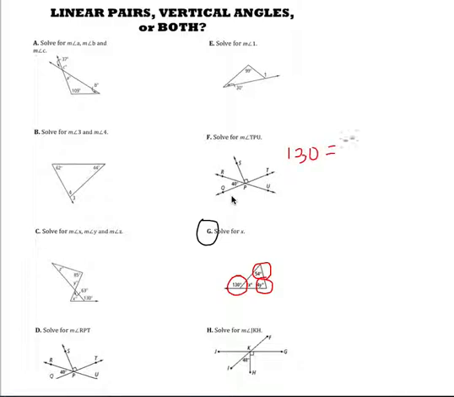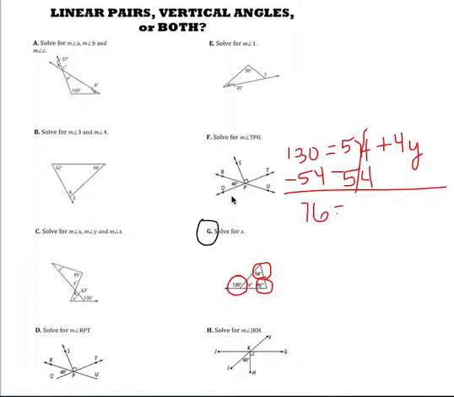equals 54 plus 4y. And now you just have a two-step algebraic equation to solve for. So again, you would subtract 54 from both sides, and you would get 130 minus 54, which is 76, equals 4y.